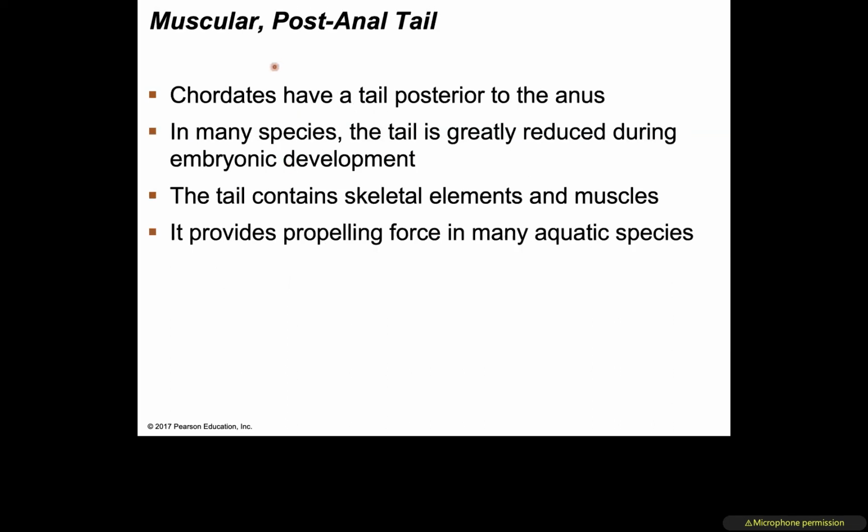Your muscular postanal tail. Your chordates have a tail that is posterior to the anus. And so that is basically the extension of that tail past the anus. In many species, it's going to be reduced during embryonic development. So we have a postanal tail. It's very highly reduced, but if you look at our embryos, you will see that there is an extension, that tail is extended. And through something called apoptosis, you may have heard, that is programmed cell death.